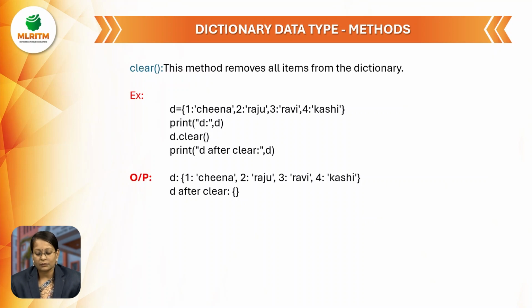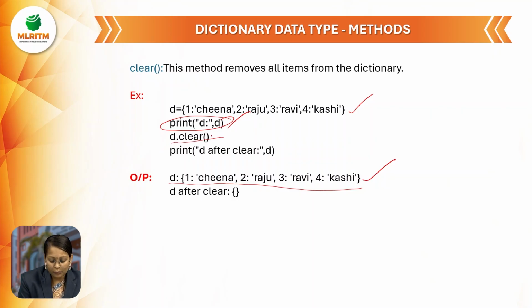Clear. This method removes all the items from the dictionary. This D example contains 4 elements. Print D first, and it prints all the dictionary items. D.clear(): by using this method, I cleared all the items from the dictionary. After removal, I am printing the dictionary again. D after clear is an empty dictionary. That means it clears all the items from the dictionary.